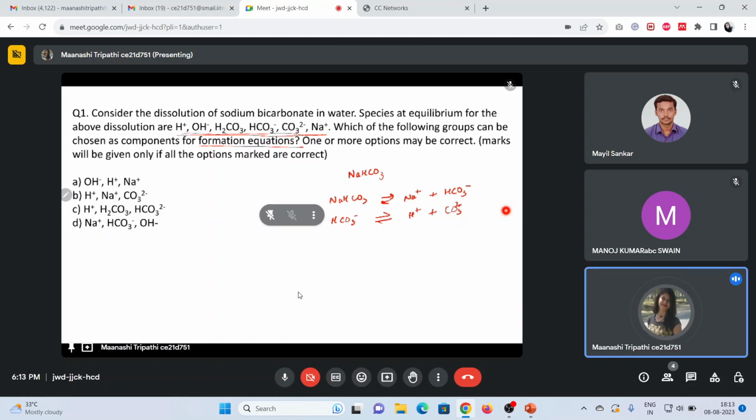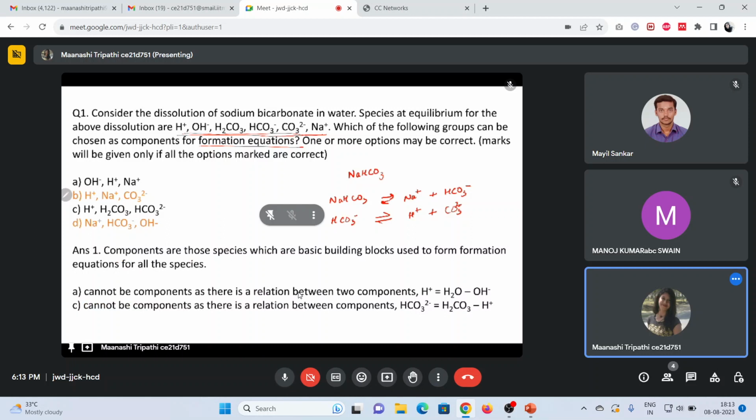I hope you have got the solution, and this is the correct answer. This is the reason for the correct answer. Now I'll explain the way sir has explained how to solve such questions. We are seeing these species are there. Then let's see how they will be formed. Let's list out all the species.